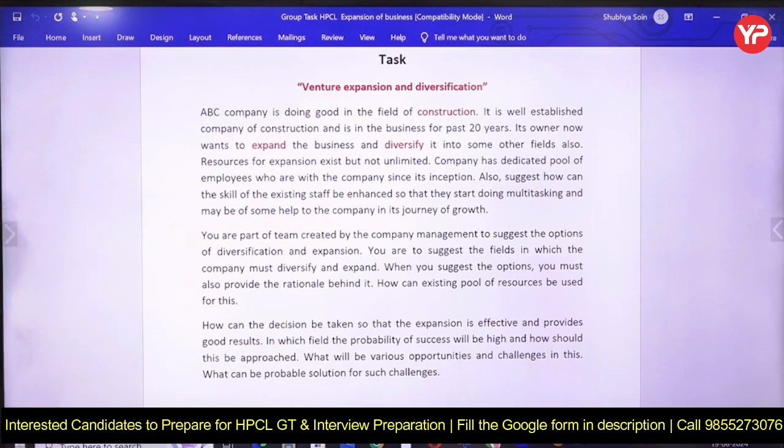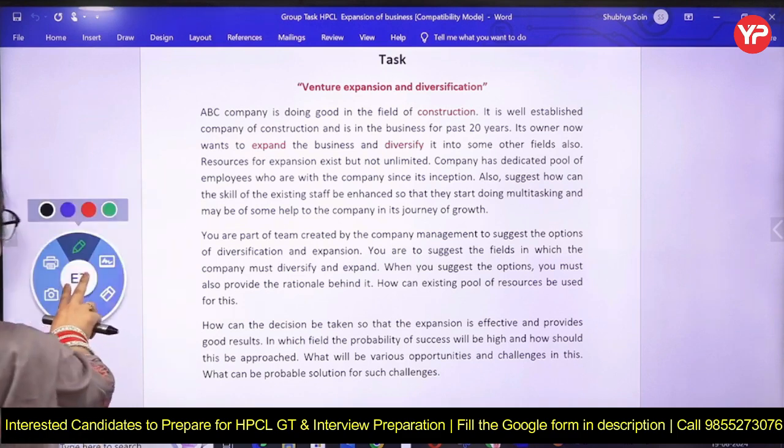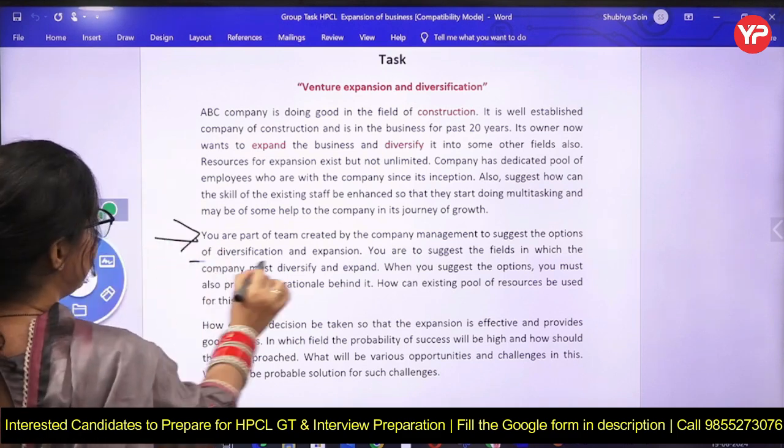Resources for expansion exist but are not unlimited. The company has a dedicated pool of employees who have been with the company since its inception. Also suggest how the skill of the existing staff can be enhanced so that they start doing multitasking and may be of some help to the company in its journey of growth. You are part of a team created by the company management to suggest the options of diversification and expansion. So this is something that is required from your side.